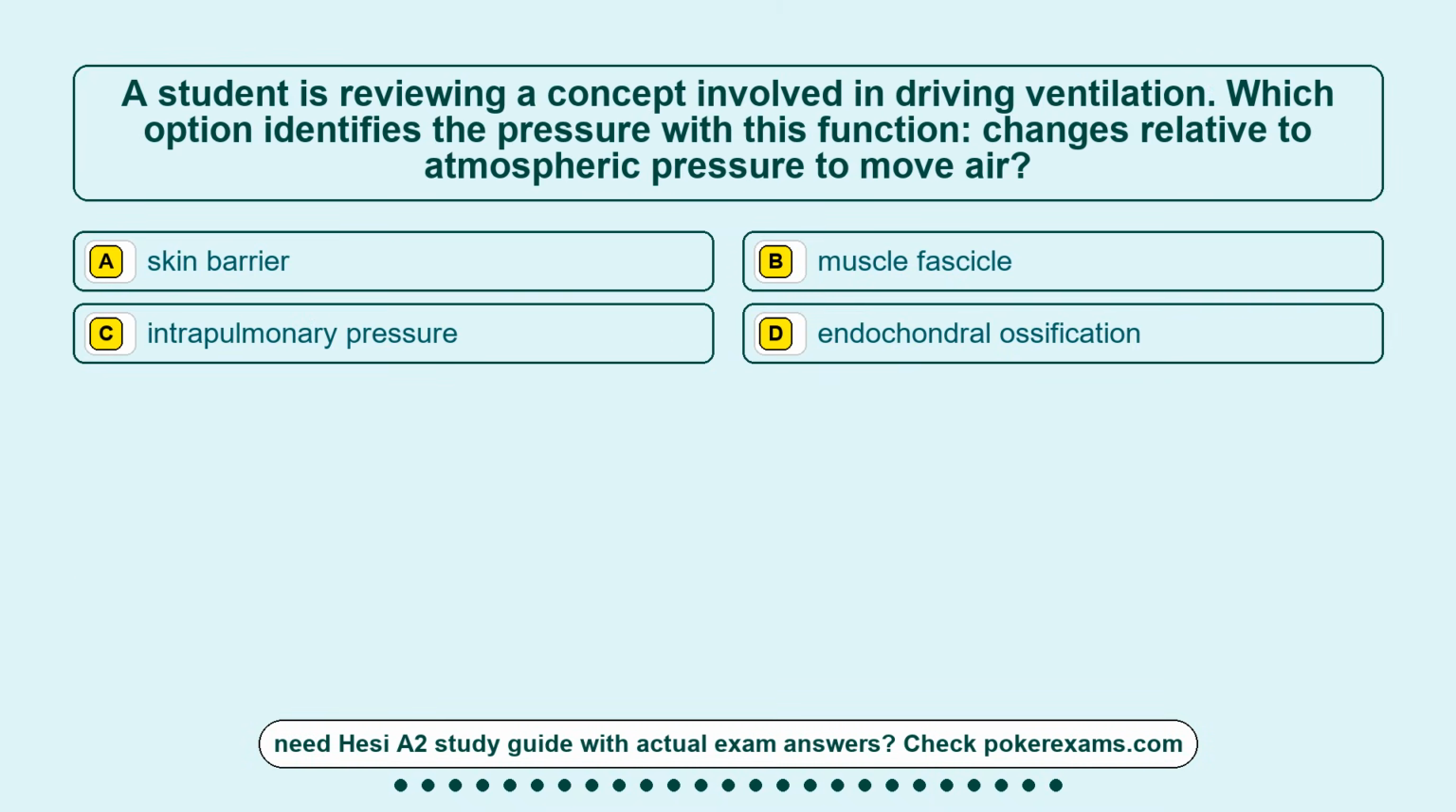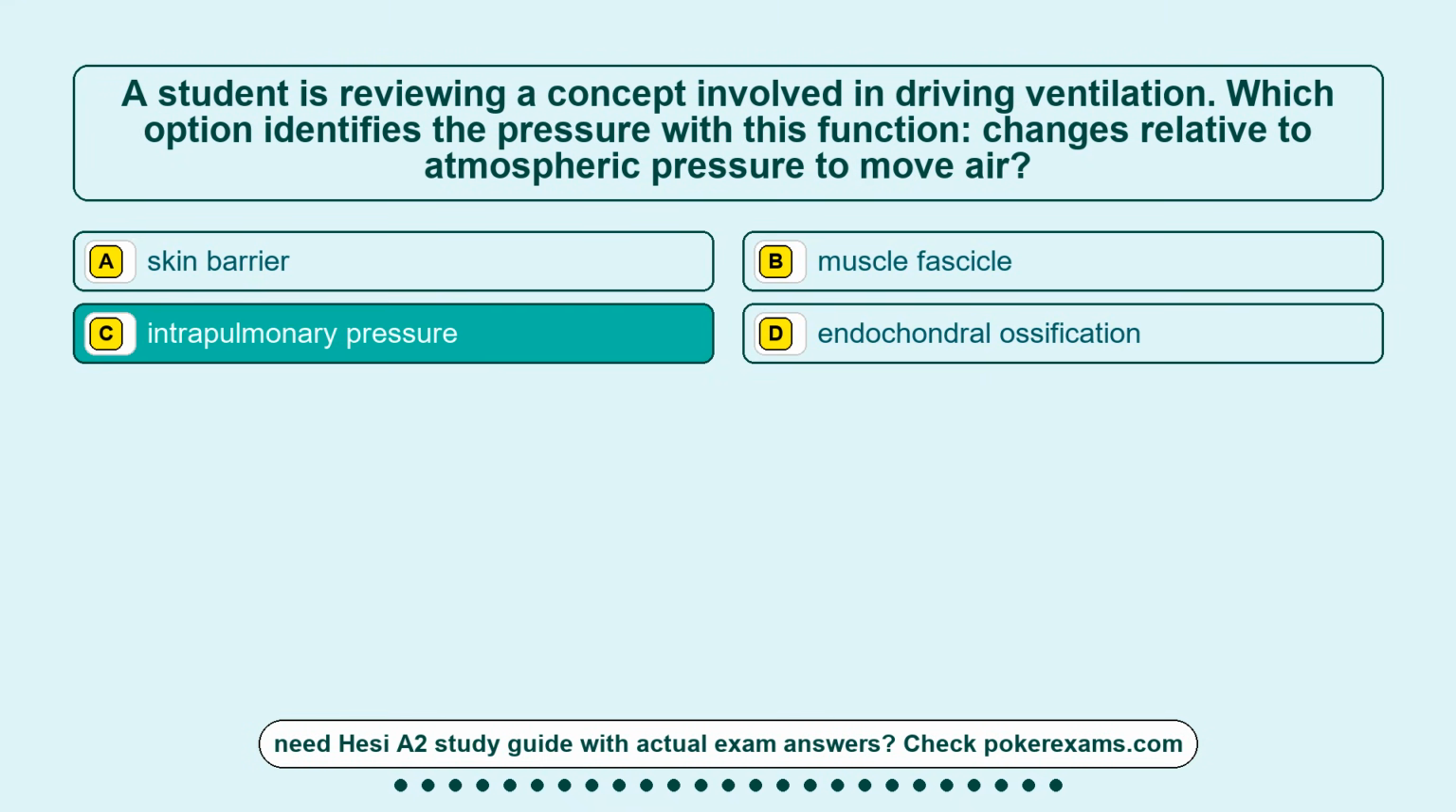Question 14. A student is reviewing a concept involved in driving ventilation. Which option identifies the pressure with this function, changes relative to atmospheric pressure to move air? Option A, skin barrier. Option B, muscle fascicle. Option C, intrapulmonary pressure. Option D, endochondral ossification.